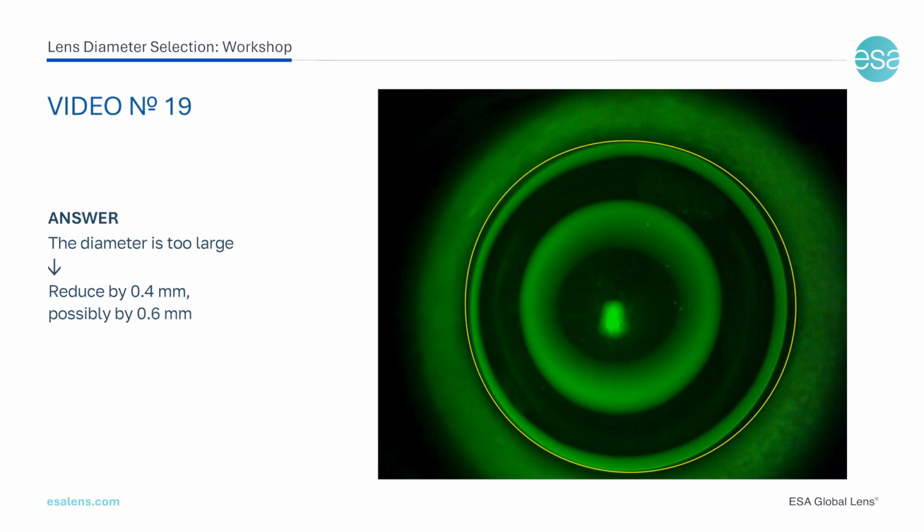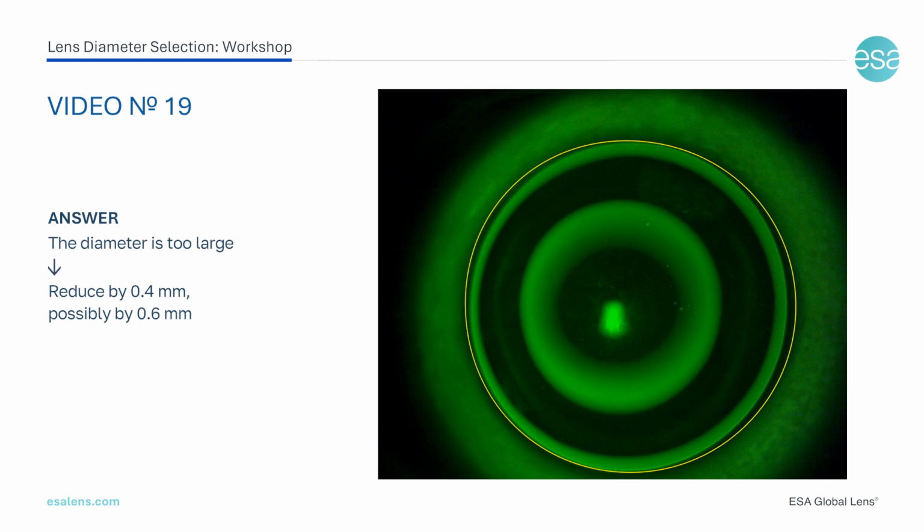The diameter here is clearly too large and should be reduced by 0.4 millimeters, or potentially even 0.6 millimeters. Currently, the lens is physically touching the limbus at both the 12 and 6 o'clock positions vertically. In the horizontal meridian, the total gap is only 0.4 millimeters, which is significantly below our target.